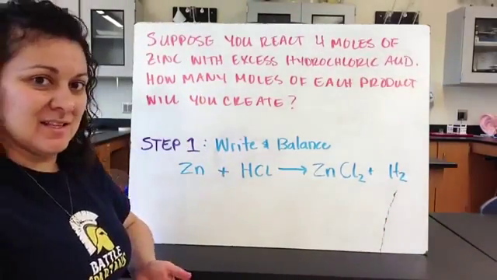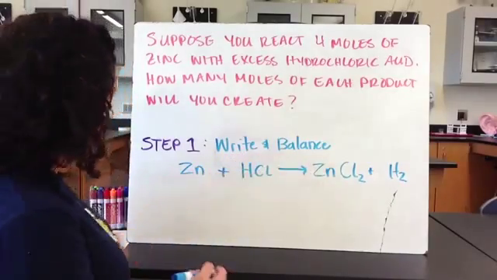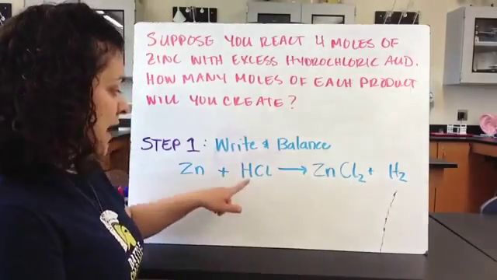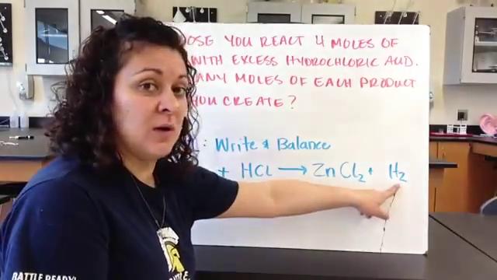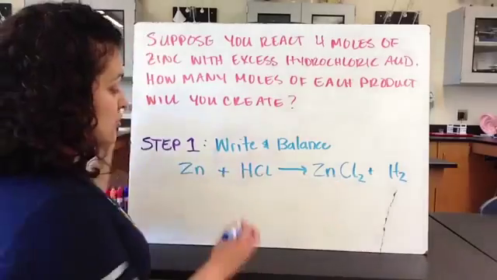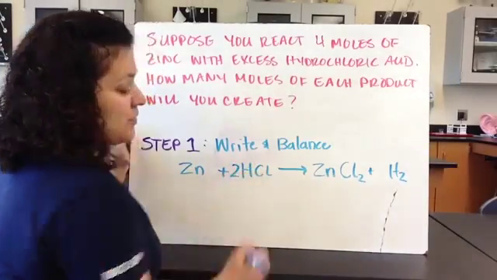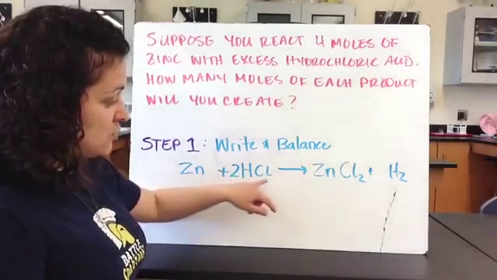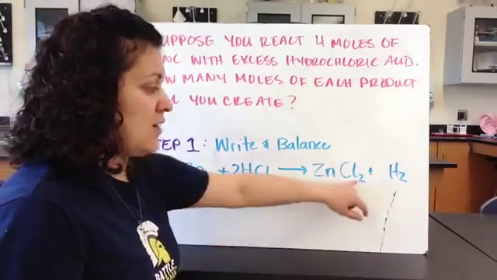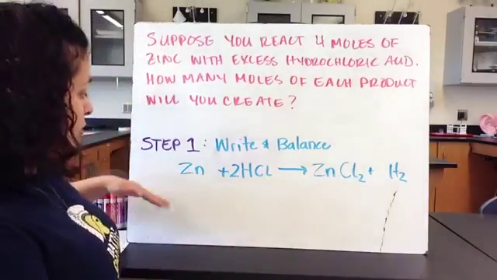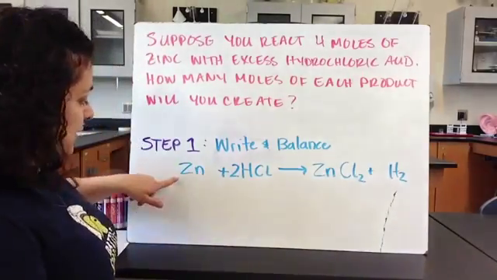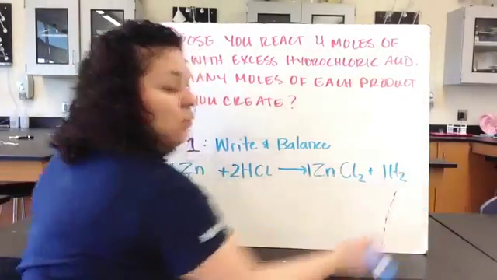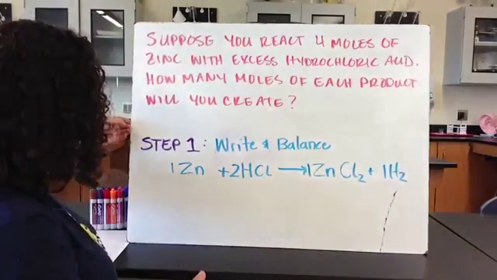We have to balance this next because it says write and balance. So we have 1 zinc on this side, 1 on this side. We're good there. We have 1 hydrogen and we have 2 hydrogens. So in order to have 2 hydrogens on this side, we have to change the coefficients. So we change the coefficient there to have 2 hydrogens. Now we have 2 chlorides, and we have 2 chlorides on this side. So now our equation is balanced. You know that if there's nothing in front of it, it just means that there is a 1 there. Step 2.